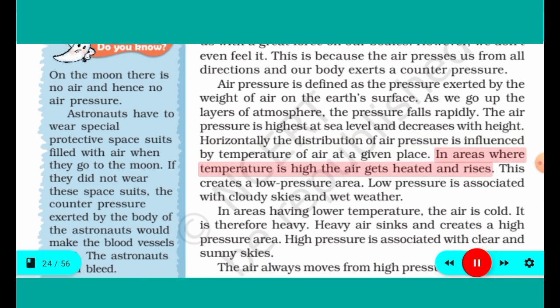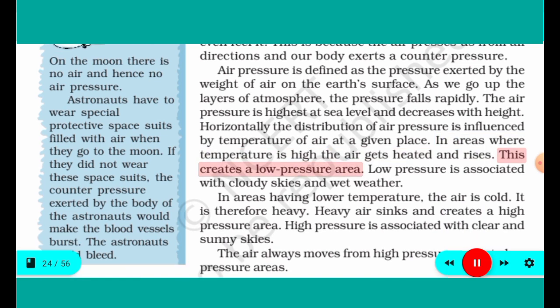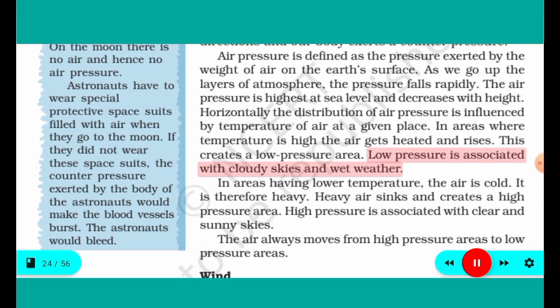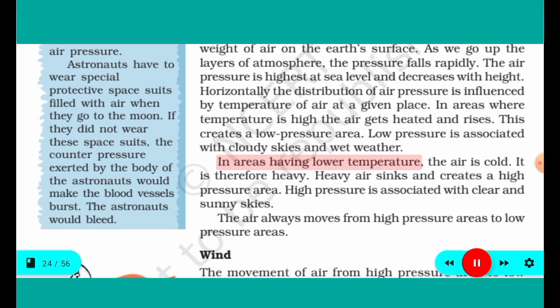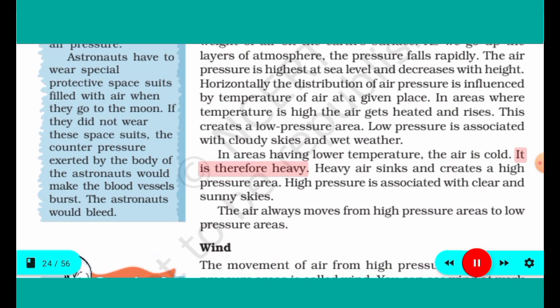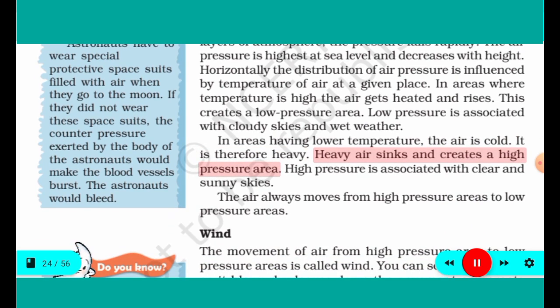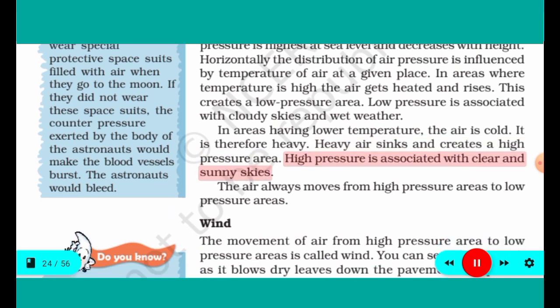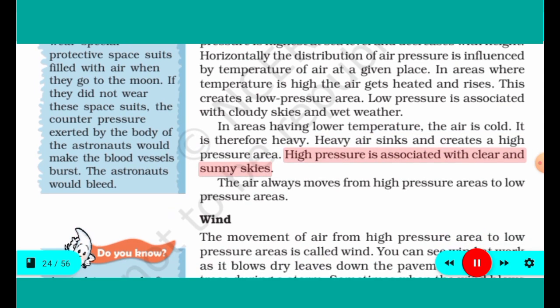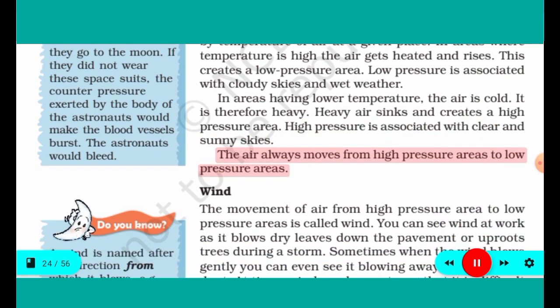In areas where temperature is high, the air gets heated and rises. This creates a low-pressure area. Low pressure is associated with cloudy skies and wet weather. In areas having lower temperature, the air is cold. It is therefore heavy. Heavy air sinks and creates a high-pressure area. High pressure is associated with clear and sunny skies. The air always moves from high-pressure areas to low-pressure areas.